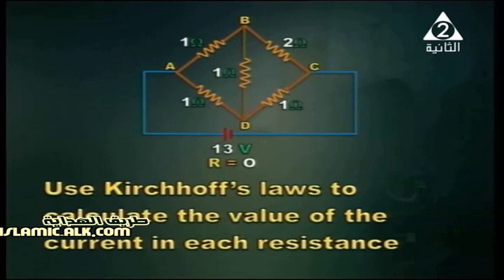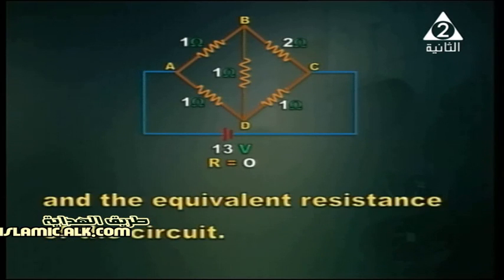Another problem, okay, in front of you we've got a circuit. The circuit contains a 13-volt battery. The internal resistance of the battery is 0, okay? And we've got a group of resistors connected in a certain way. We want you to use Kirchhoff's laws to calculate the value of the current in each resistance. So we want the current intensity through each resistor and the equivalent resistance of the circuit.